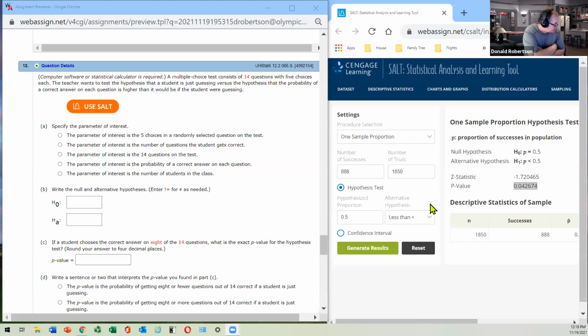So a multiple choice test consists of 14 questions and 5 choices in each. And the teacher wants to test the hypothesis that a student is just guessing versus the alternate one, which is the probability of the correct answer in each question is higher than that. Okay. So the parameter of interest here is the probability of a correct answer on each question, right? We're interested, is it guessing?